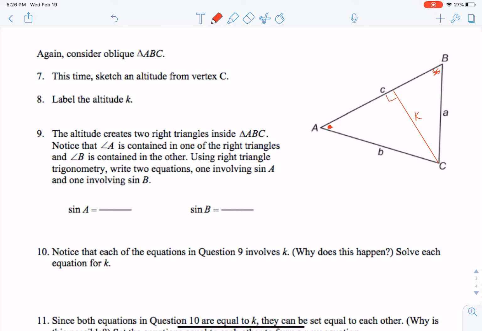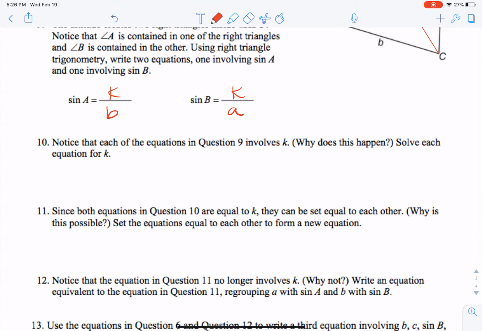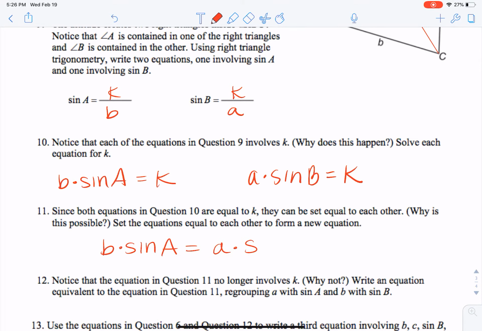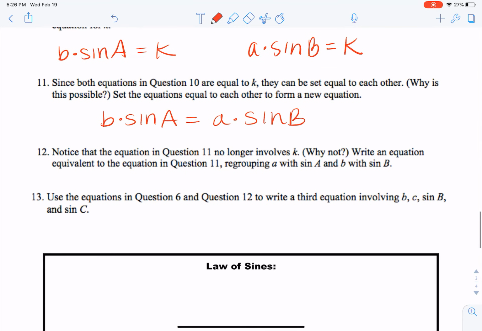sine of A is going to be K over B. Sine of B is going to be K over A, and here I can get B times sine of A is equal to K, and A times sine of B is also equal to K. And again, we can set these things equal to each other just like we had previously done. So B times sine of A is equal to A times sine of B, and we can regroup.